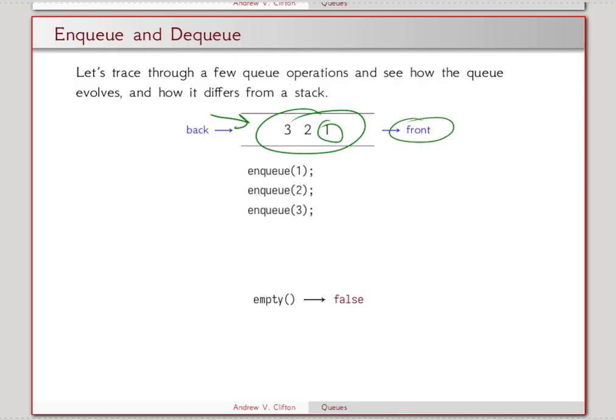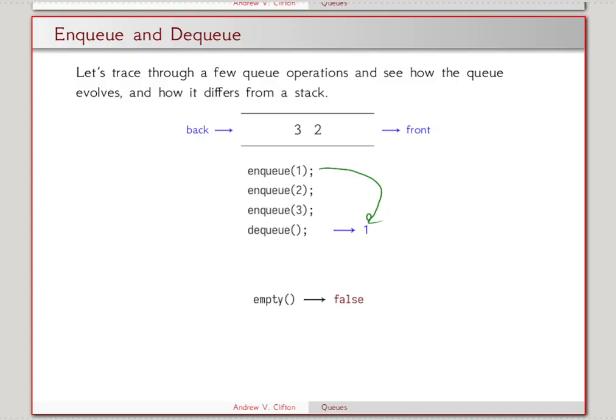So when we start dequeuing, the first thing to come out is going to be the 1. So the oldest item in the queue is the first one to come out. Then we're going to get out 2.